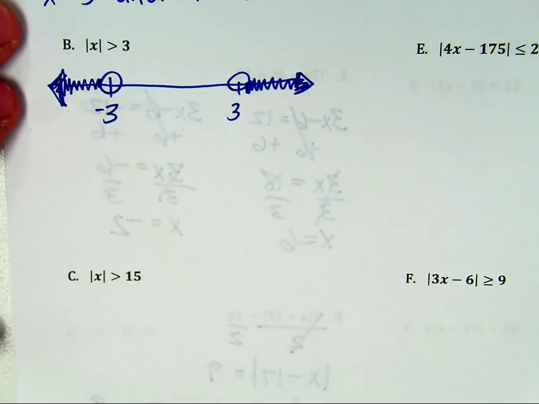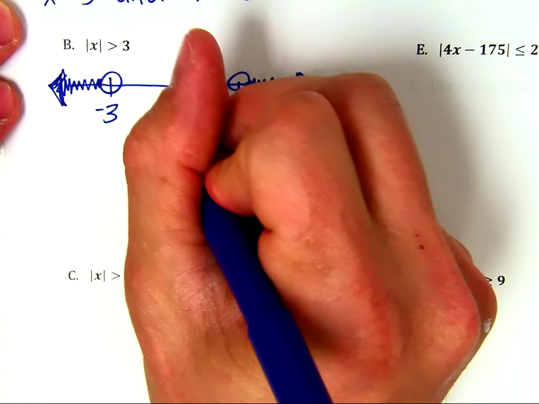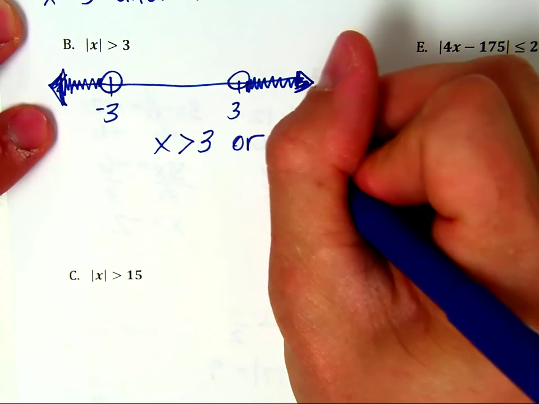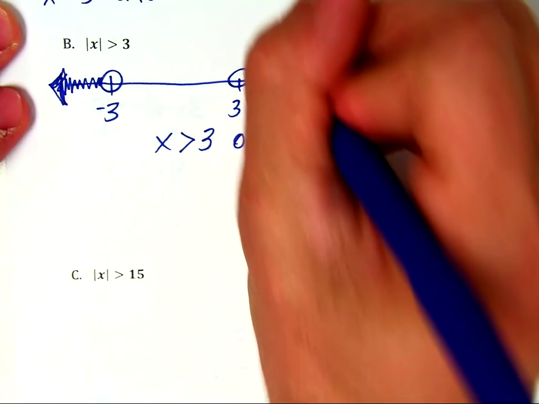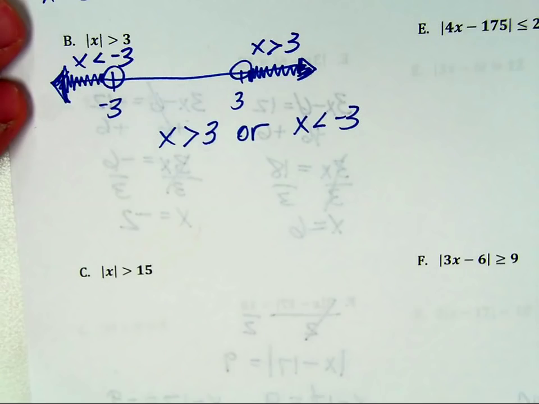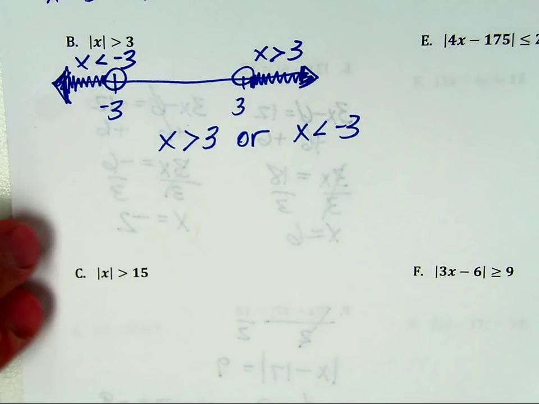So how do I write this answer? We say x is greater than 3 or x is less than negative 3. This part is x is greater than 3, and this is x is less than negative 3. So we write it as an OR statement. These are the compound inequalities we looked at the very beginning of the year.